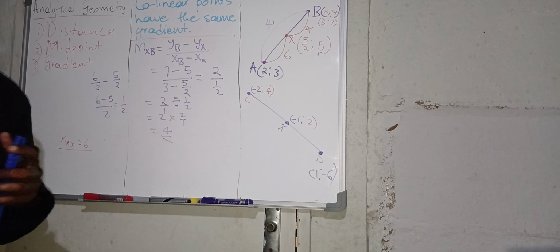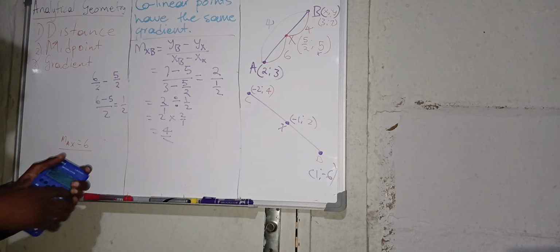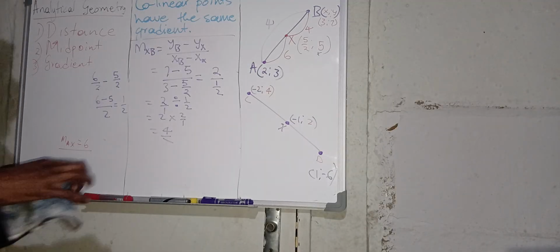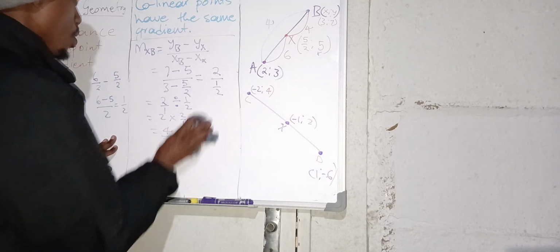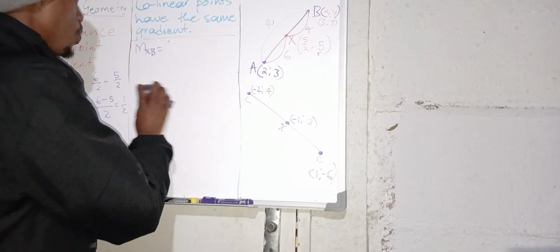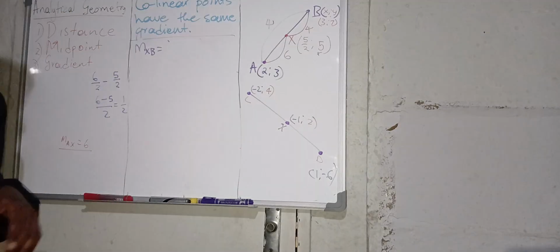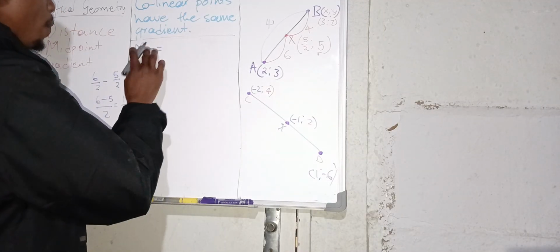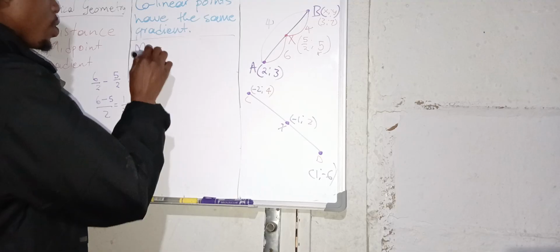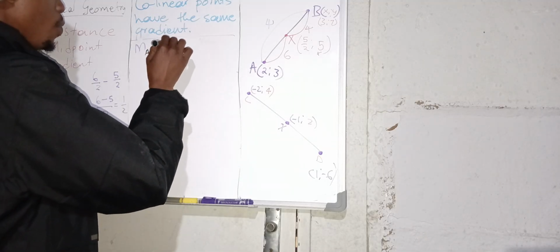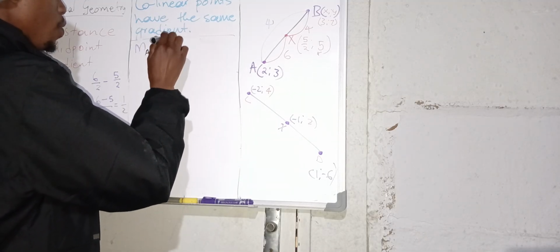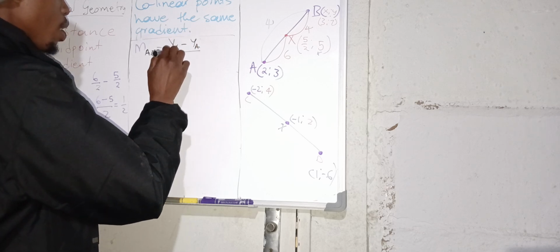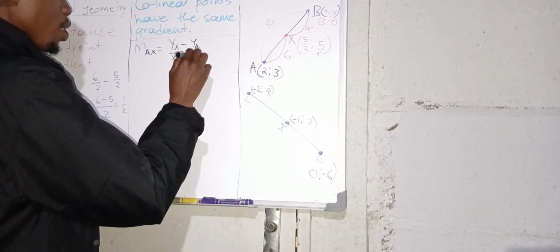The answers are the same. All of them are the same. So we found that the gradient of line XB is 4. So now let's fix the gradient of line AX because it's also 4 after checking it on the calculator. Maybe black would do. AX. So I'm going to have YX minus YA all over XX minus XA.